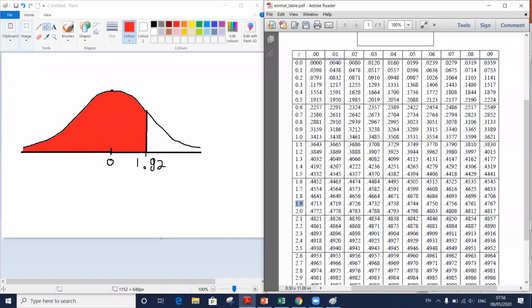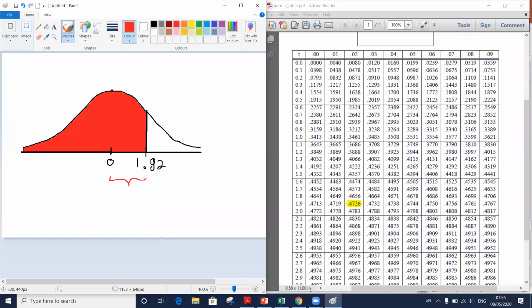1.92. 1.9 is here, 2 is here, so it is 0.4726, right? 0.4726. What area does this probability belong to? 0.4726 means the area belonging to this part from 0 to 1.92.